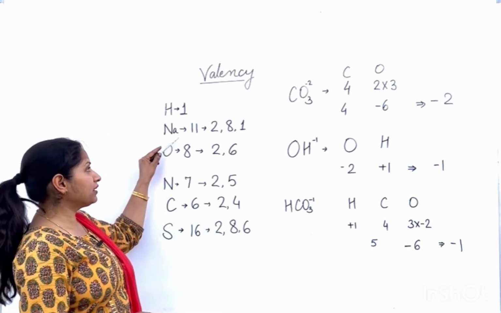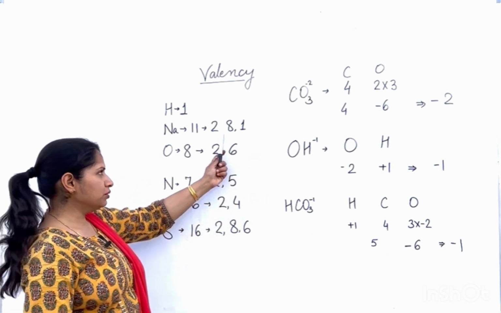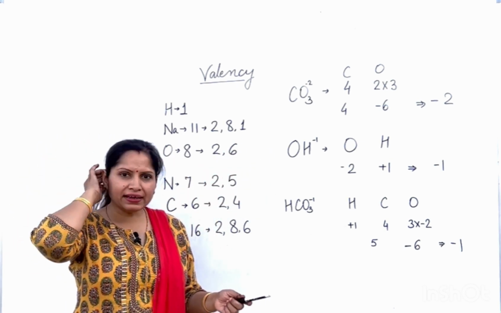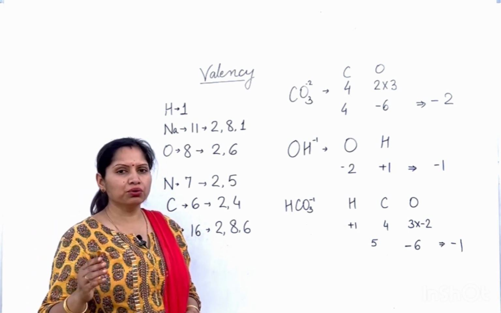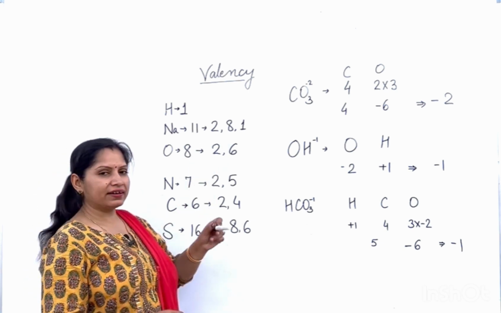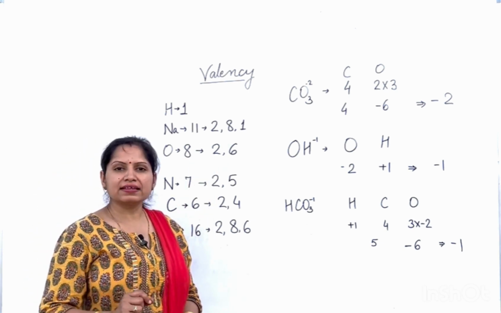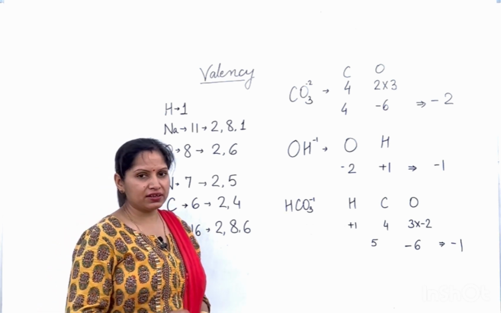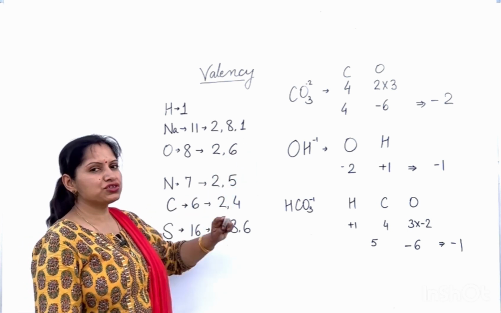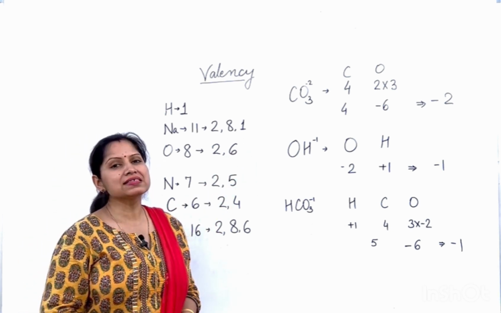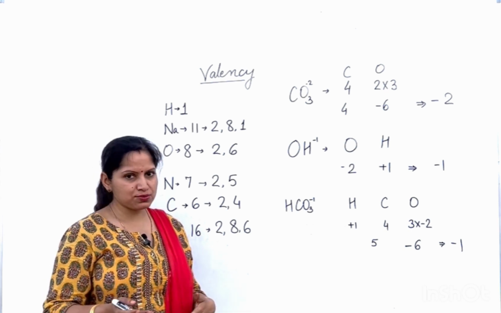Sodium has atomic number 11. So its electrons will be distributed like 2, 8, 1. There is one electron in the outermost shell which it will try to remove so as to complete its octet. Every element tries to have 8 electrons, that is the octet, in its outermost shell. So to complete that octet, it will try to remove this electron and so its valency will be plus 1. Since it's losing a negative charge, it will be plus 1.